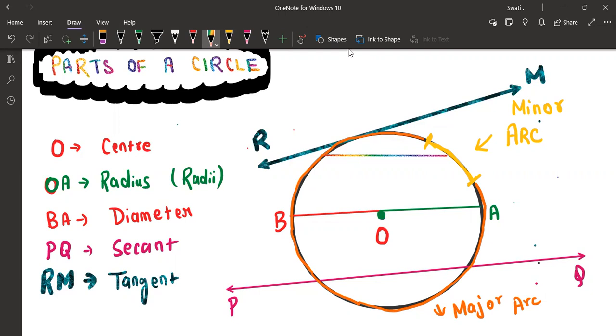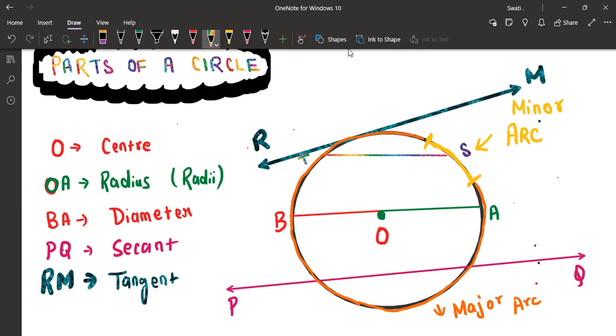Now talking about this line segment, which you can see here. So let me name this. So what should I take? T and let's say S. Okay. So T and S. So here, what is it called? Will it be tangent? Of course not. As you can see, the tangent is something which passes through the circle at only one point.